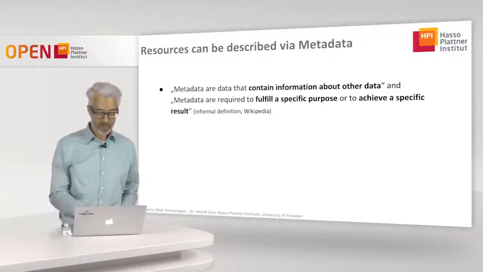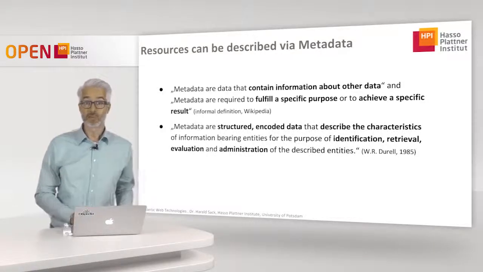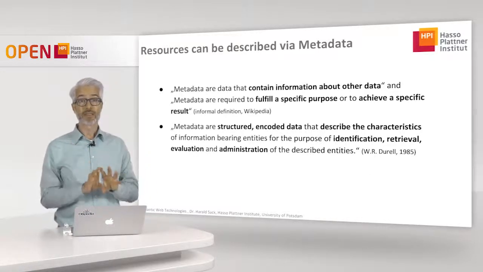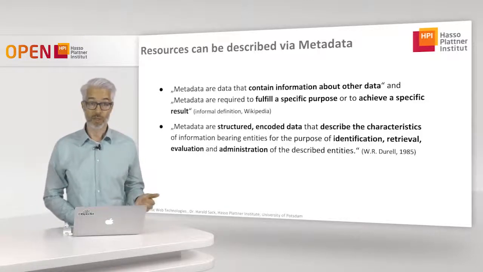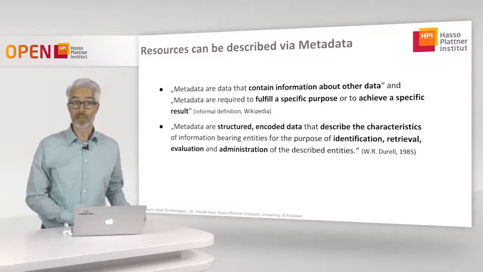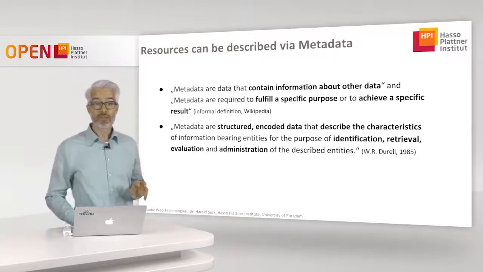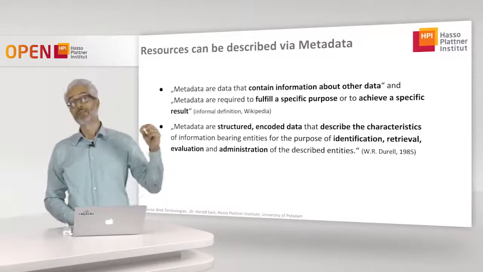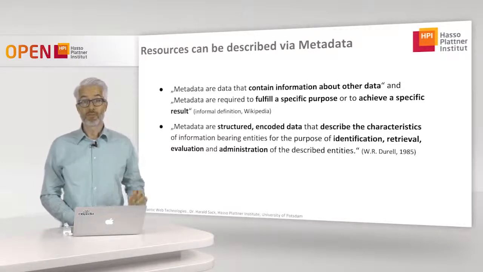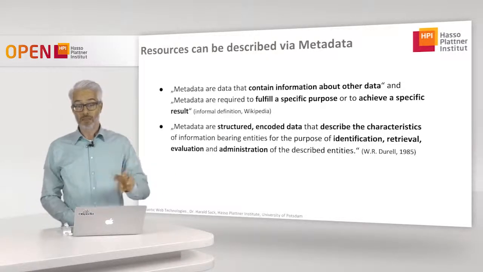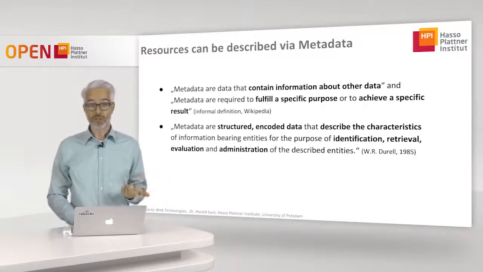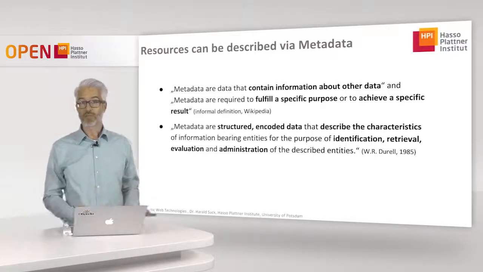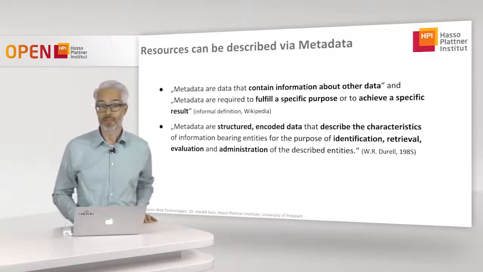We can also look at a more specific description, which comes from a standard textbook, from Durrell, 1985. He considers metadata as structured encoded data. It is structured, and it's encoded in some way, and it should describe the characteristics of information-bearing entities. It's encoded in a specific way so that it's possibly machine readable. And he says the purpose of metadata is identification, retrieval, evaluation, and administration of the described entity. So these are 4 specific purposes for which you can use metadata.